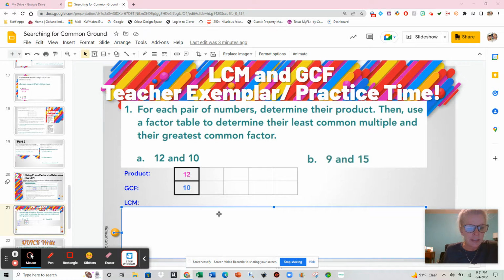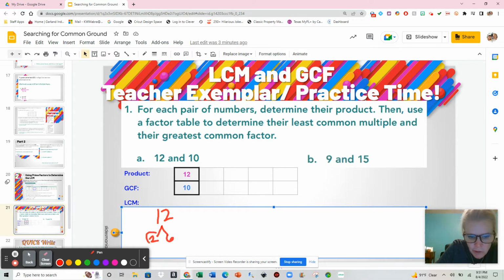All right, so what we got to do is find the prime factorization of 12. So I'm going to come down here to this little space right here, and I'm going to go 2 and 6. You could have used 3 and 4. And 2 and 3. All right, so those are going to be my factors of 12. So let's look at 10. And 10 is 2 and 5.